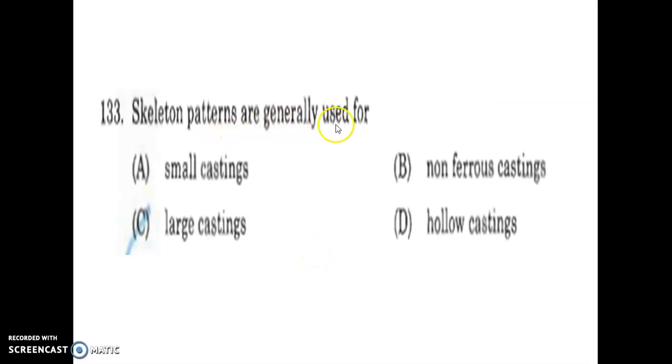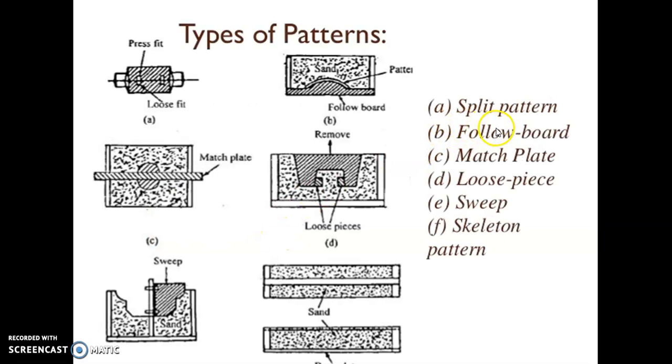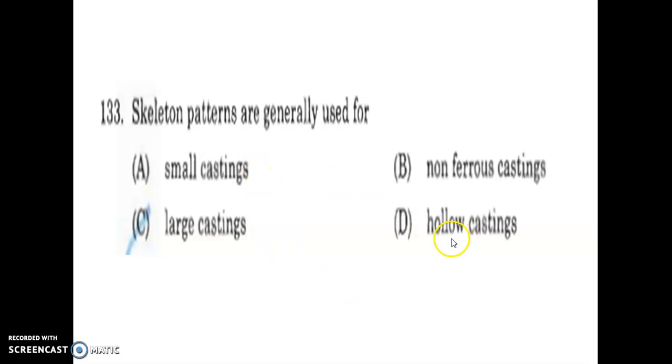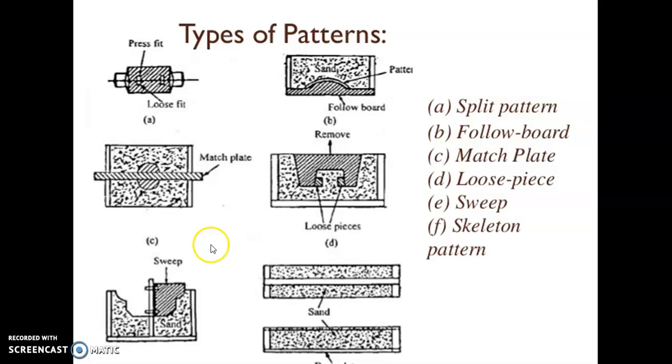Skeleton patterns are generally used for large castings. Patterns can be of different types: split pattern, follow board pattern, match plate pattern, loose piece pattern, sweep pattern, and skeleton pattern. So the skeleton pattern can be used for making large castings. Hollow castings are made by centrifugal casting, and non-ferrous metals by hot chamber die casting, for small castings. So the skeleton patterns are generally used for large castings.